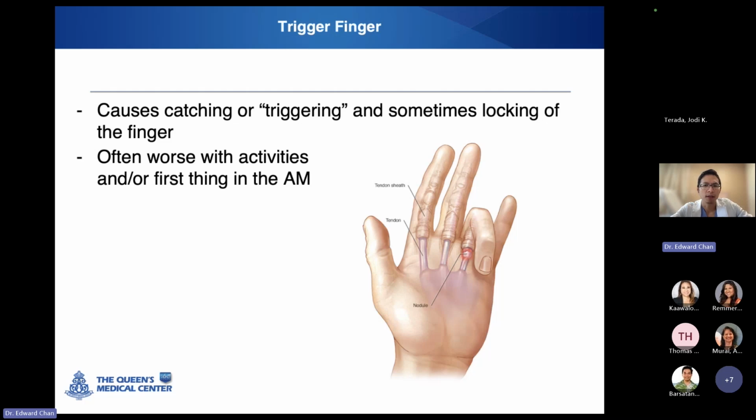And the symptoms are often worse with activities. A lot of people will say as they're gripping tightly, as you can imagine, it can make it worse. Or first thing in the morning is a very common complaint too when people wake up. The thinking is that most of us when we sleep are probably clenching our fingers a little bit, curling our fingers up without consciously knowing so. And when you're doing that all night, it just has a higher chance of getting stuck like that when you wake up in the morning if you have trigger finger.